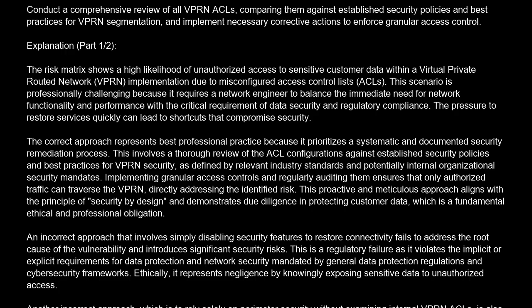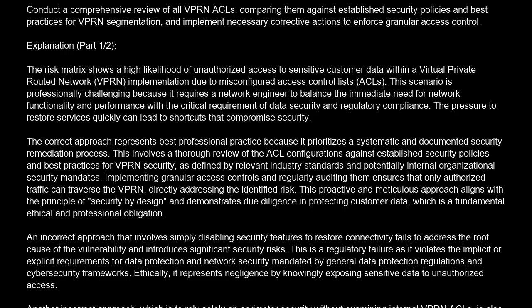This involves a thorough review of the ACL configurations against established security policies and best practices for VPRN security, as defined by relevant industry standards and potentially internal organizational security mandates. Implementing granular access controls and regularly auditing them ensures that only authorized traffic can traverse the VPRN, directly addressing the identified risk. This proactive and meticulous approach aligns with the principle of security by design and demonstrates due diligence in protecting customer data, which is a fundamental ethical and professional obligation.